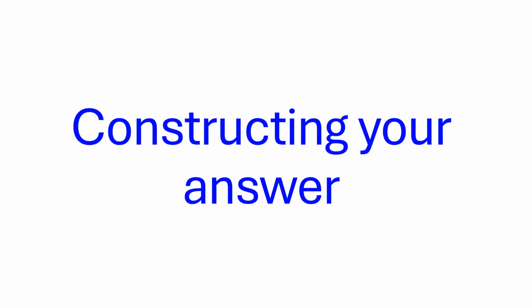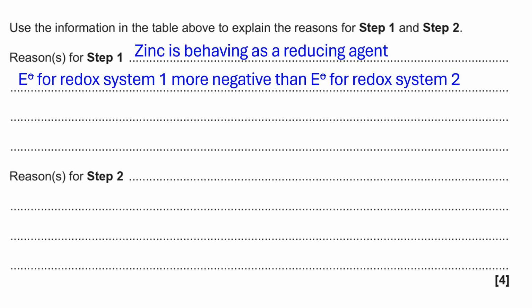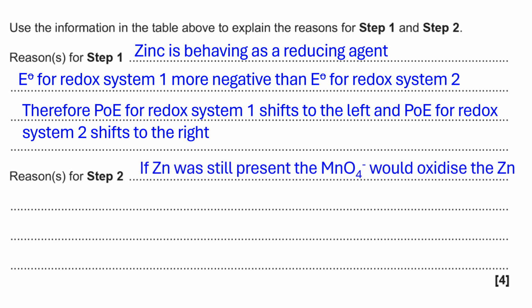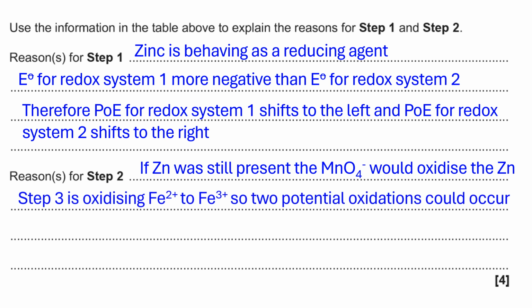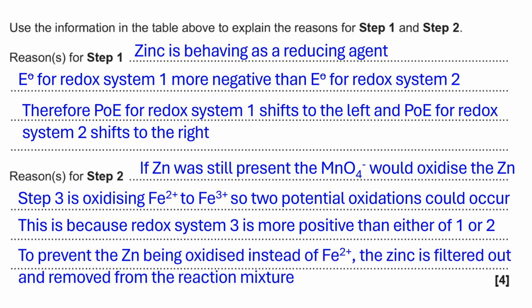So now we've done a bit of thinking about it, let's look at how we could construct our answer in the answer space provided. Like we said, zinc is behaving as a reducing agent. The electrode potential for redox system 1 is more negative than that for redox system 2. Therefore, the position of equilibrium for redox system 1 shifts to the left, and the position of equilibrium for redox system 2 shifts the other way. If zinc was still present, the manganate(VII) would oxidize it. We don't want it to do that, because we want step 3 to be what we actually see, rather than it inadvertently oxidizing the zinc, so we get rid of the zinc by filtering it out of the reaction mixture.